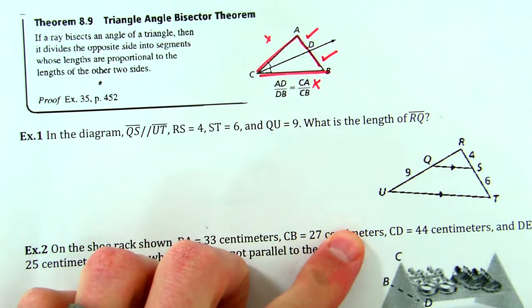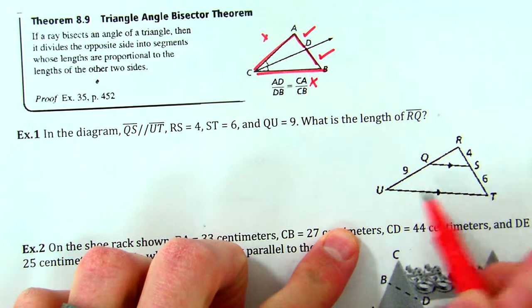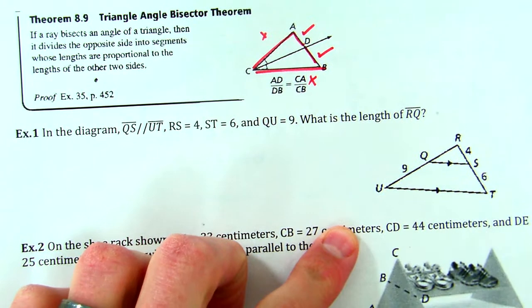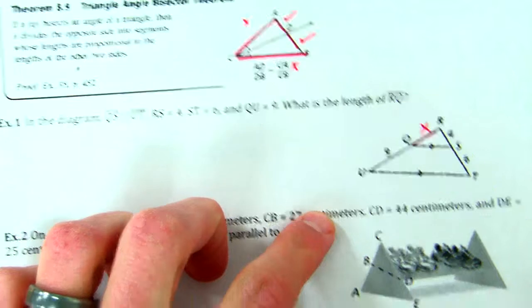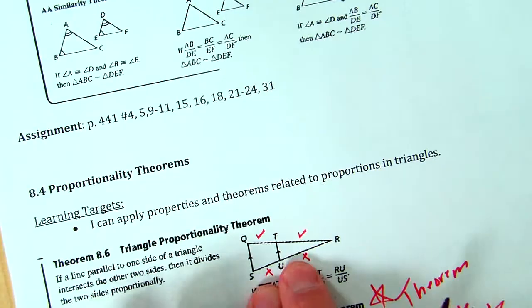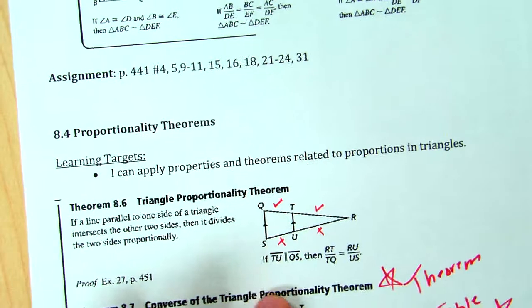QS is parallel to UT. We know that RS is 4, ST is 6, and QU is 9, and we're looking for the length of RQ right here. So if you had something like this in your theorem table, you should be able to quickly realize, hey, this is the one I'm using. So the side lengths are proportional.